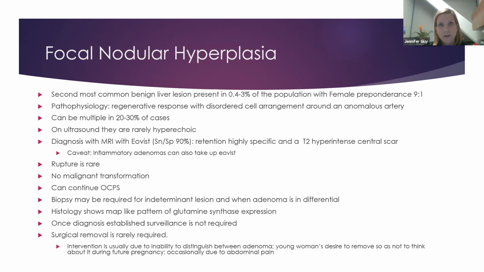There is a caveat here, which is important, and that is inflammatory adenomas that I'm going to talk about. They actually do retain bile ducts, and therefore they can also retain Eovist. This is rare, maybe up to 10% of the time, but it is something to think about when you're looking at the clinical picture, and if there's any concern that you might be dealing with something other than an FNH, if you need to go forward with biopsy as a result.